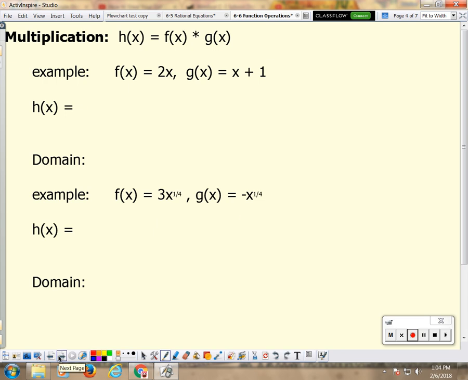Now let's talk about multiplication. So I'm saying I want you to take f of x times g of x. So we're going to need to distribute here. So 2x squared plus 2x is my answer.